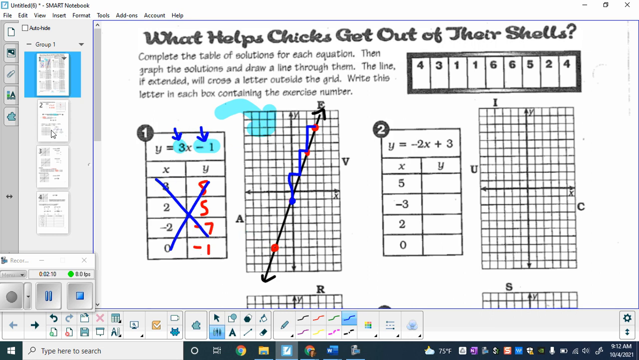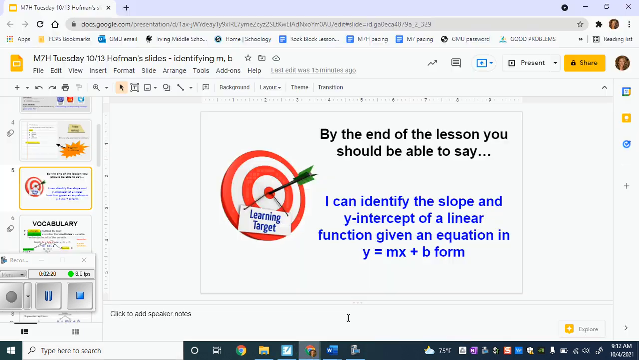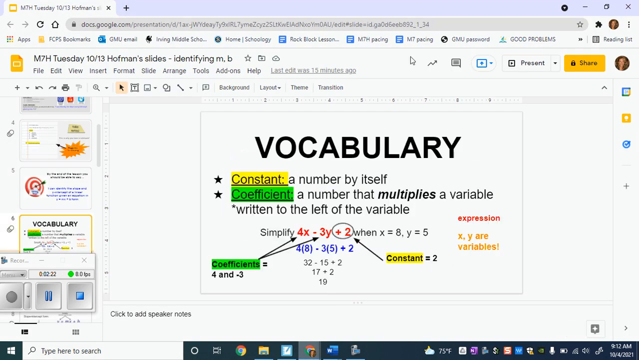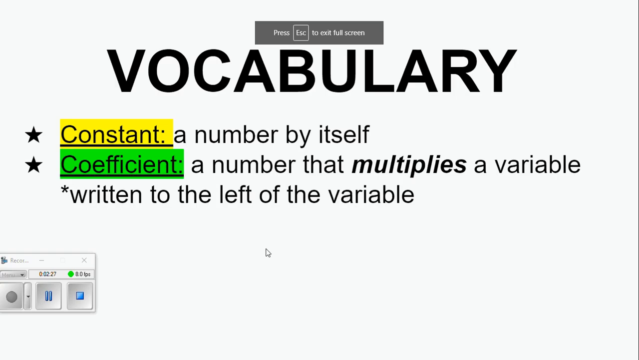Okay? So I want you guys now with me on page 8, and I'm going to flip over into my Google Slides just because they're a little more interactive, so that you can be taking notes on this part with me. All right, so for the vocabulary here: a constant is a number that is all by itself, while a coefficient is a number that multiplies the variable.